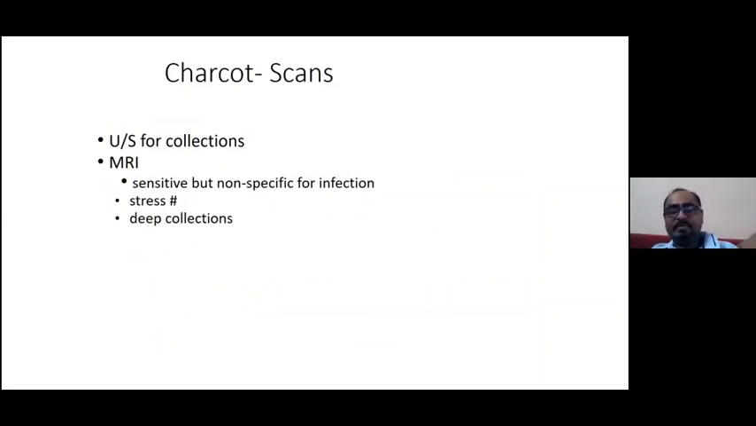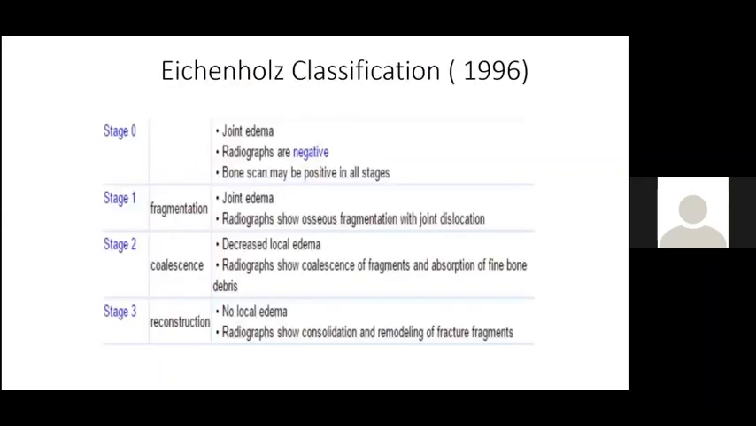Tell me about it. So the Eichenholtz classification is the most common classification currently we use, and it is into 4 grades. So stage of edema, then fragmentation, coalescence, and reorganization. Good. So this is what Gautam is talking about. Stage 0, here the X-rays are normal. The patient has got swelling. Bone scan may be positive, and this is the time we all miss the bus. This is the time when the patient is being treated as cellulitis and given antibiotics, and sent home. This is the time you can actually save the foot.